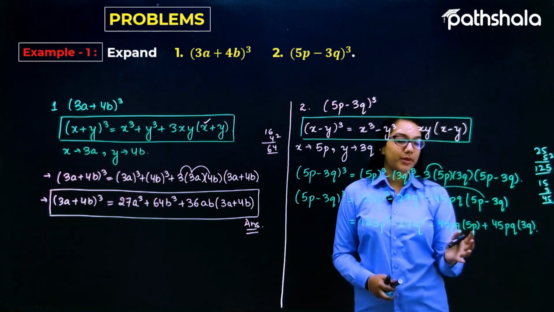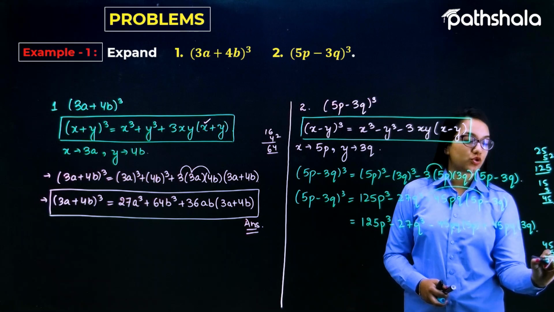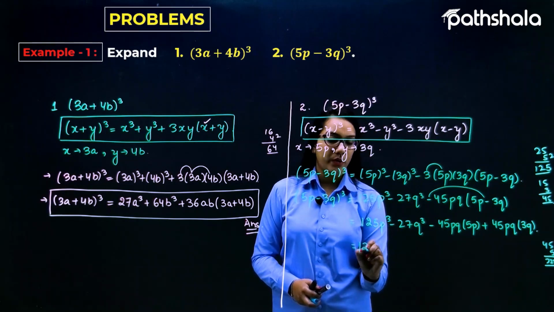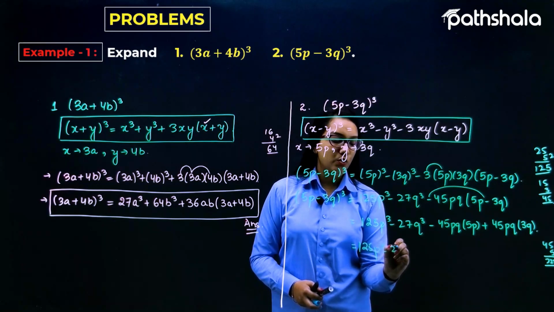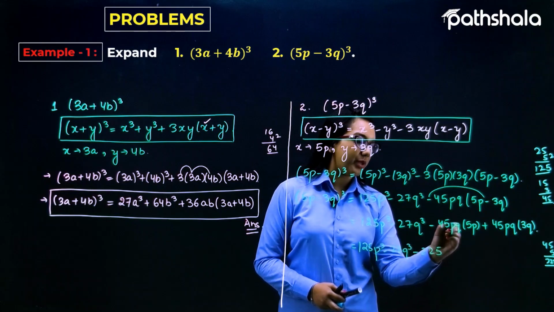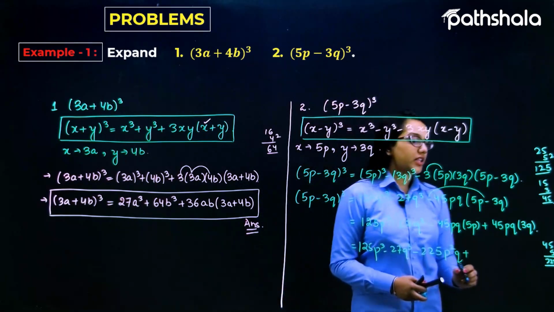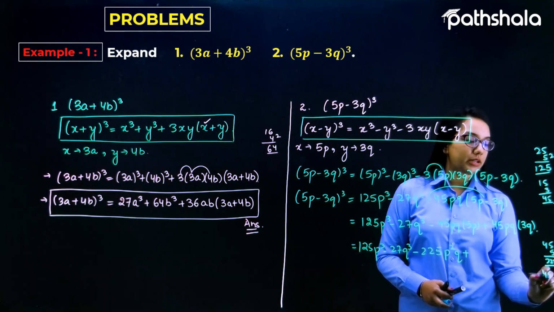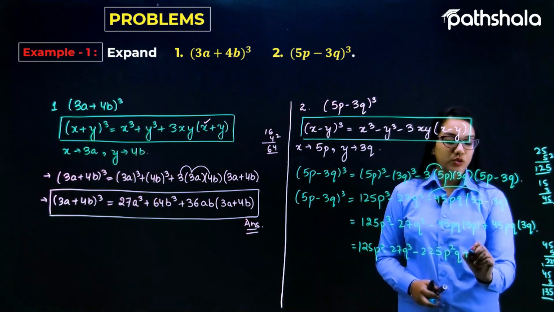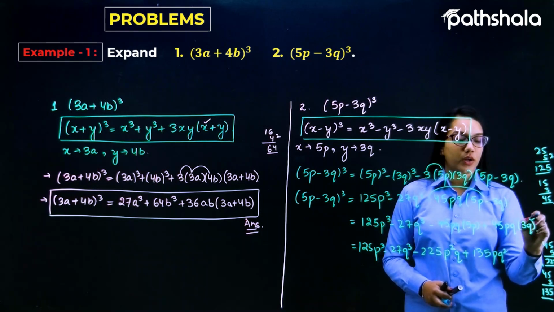Now let's multiply these terms all together. We do know that 45 into 5 is 225. So in place of this term we can write 125p cube minus 27q cube minus 225p square q, plus, further, 45 into 3. Let's multiply 45 and 3 all together. So it is 135pq square, because q and q are coming two times.